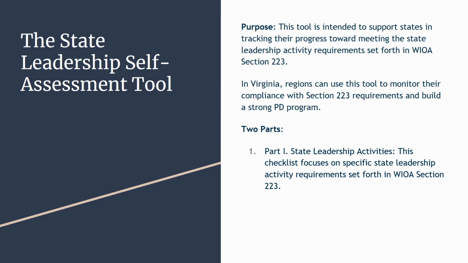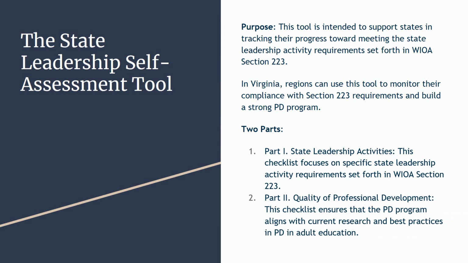Part 1. State Leadership Activities. This is a checklist focused on specific state leadership activity requirements set forth in WIOA Section 223. Part 2. Quality of Professional Development. This checklist ensures that the PD program aligns with current research and best practices in PD and adult education.